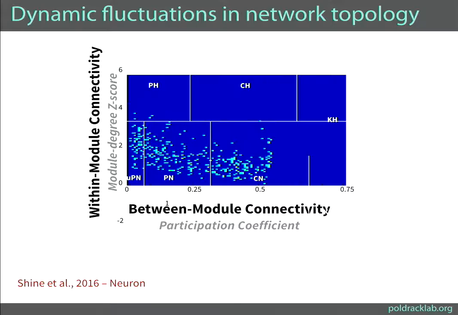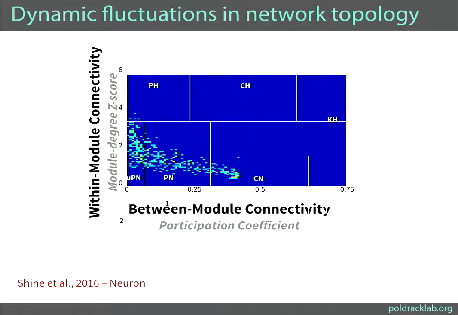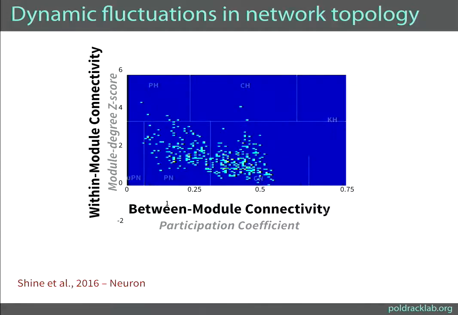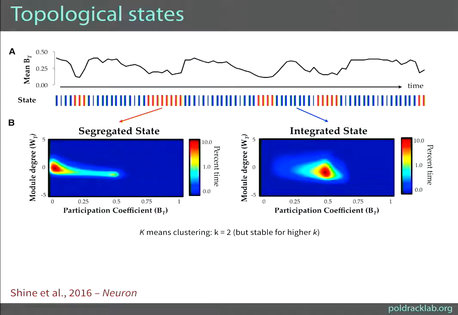And we see these changes over the course of tens of seconds. There's another example of that. It turns out that if you look over time within an individual, they will fluctuate between a more integrated state, which looks like this, where the participation coefficient on average is pretty high, to a more segregated state where you still have a few regions here that have higher participation, but a lot of them have dropped back down, such that most of the communication is now within modules as opposed to between modules.